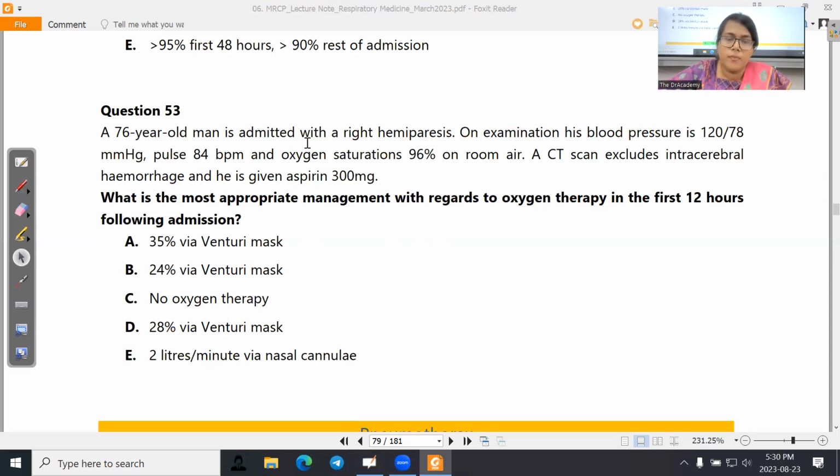stroke. The patient is having stroke and oxygen saturation is normal. So in that case, no oxygen therapy, okay? So the option is option C.